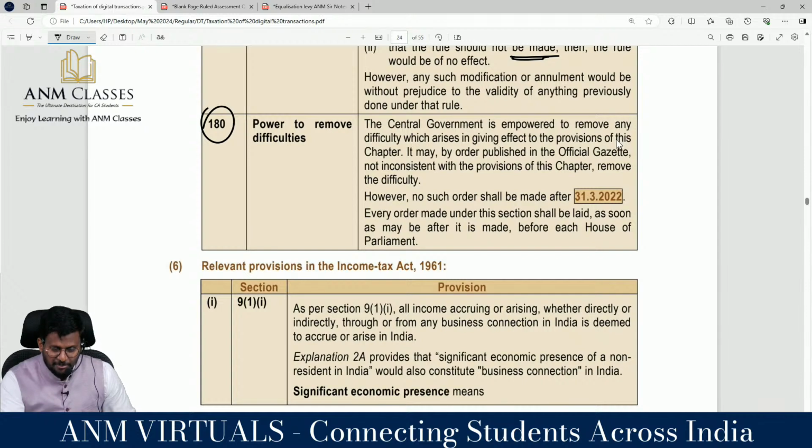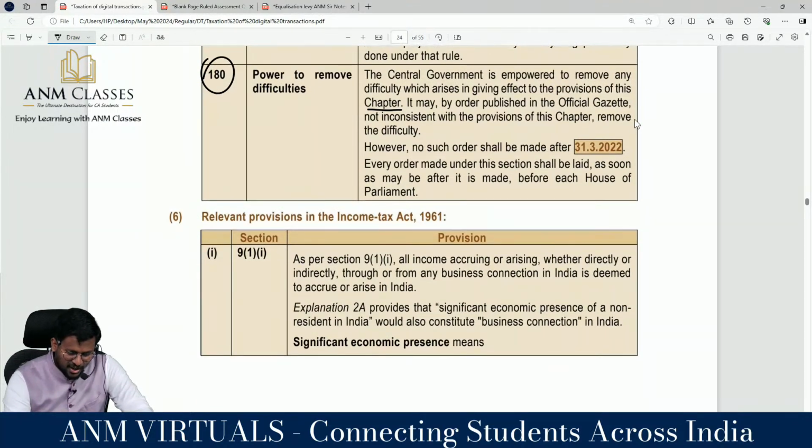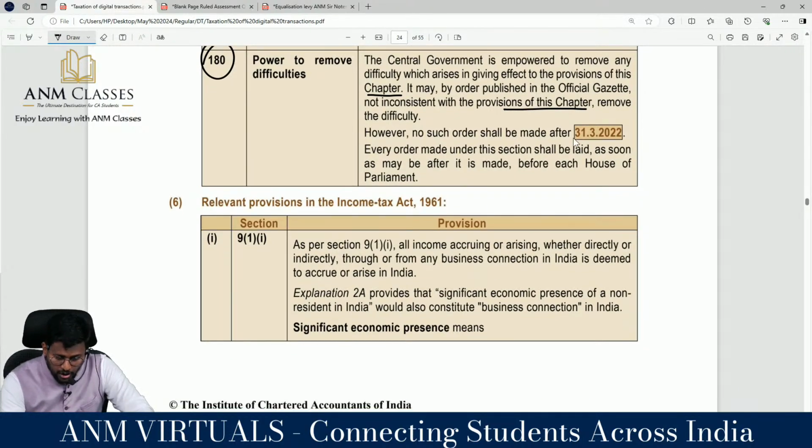The central government is empowered to remove any difficulty which arises in giving effect to the provisions of this chapter. It may, by order published in the official gazette, not inconsistent with the provisions of this chapter, remove the difficulty. However, no such order shall be made after 31/3/2022. That means now there is no difficulty; you have to study it mandatorily. Every order made under this section shall be laid, as soon as after it is made, before each House of Parliament.